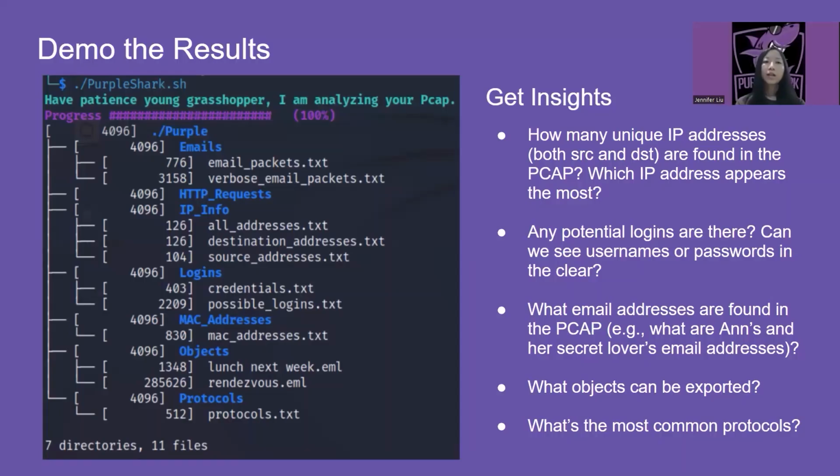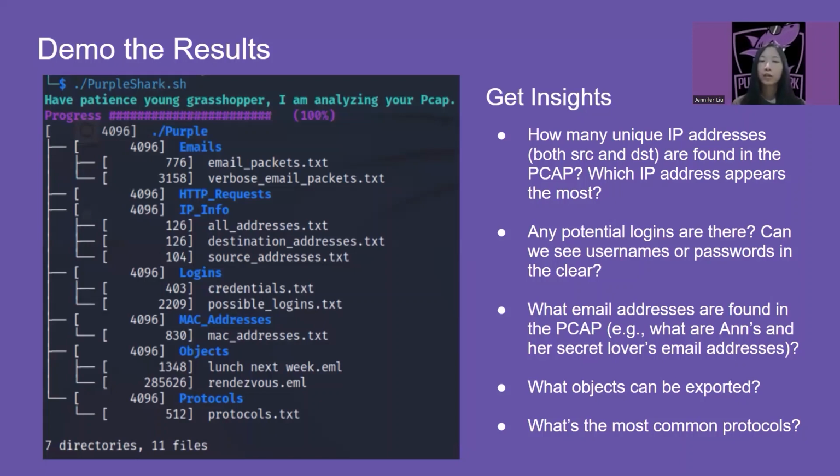Thanks, Dante. For the results, you might wonder what the output will look like when you run PurpleShark. After it finishes running, it prints out a directory tree for the Purple directory. The Purple directory is the parent directory with 7 different subdirectories inside of it. Each of these subdirectories contains different kinds of info extracted from the PCAP.